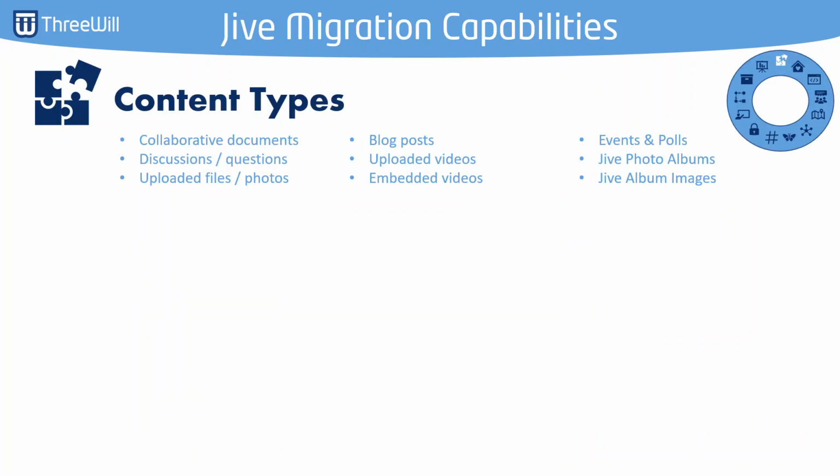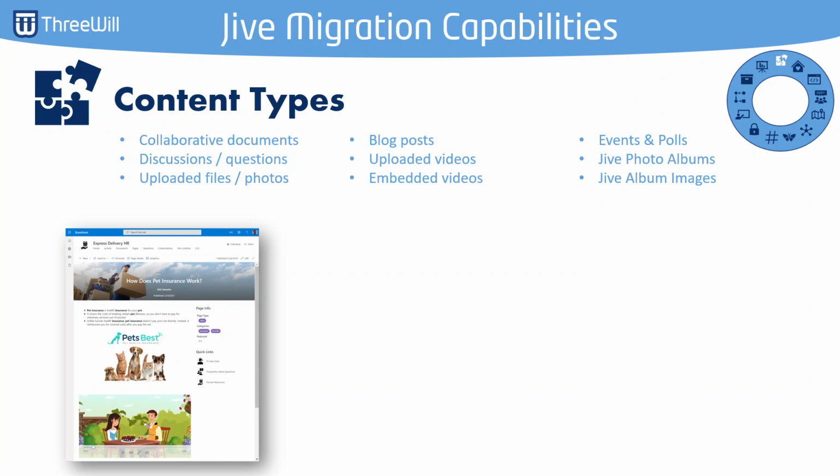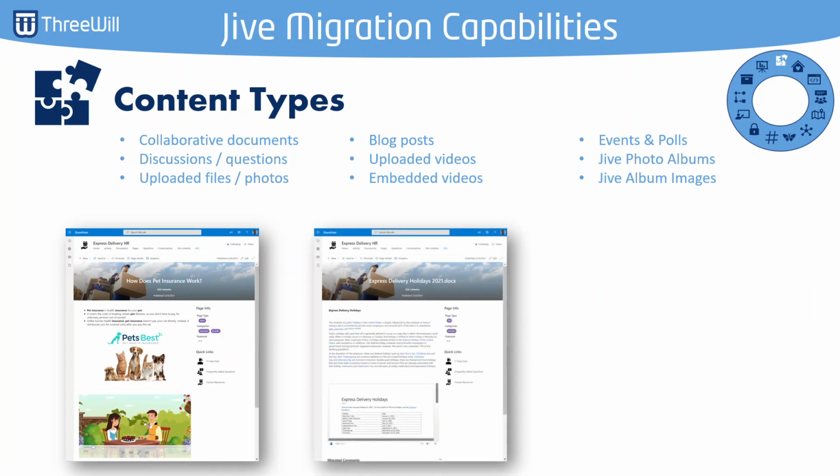First, I'd like to talk about content types. We migrate the primary Jive content types that our clients really care about, and they're listed here. And there's even two custom content types that only a few clients have. That's the Jive photo albums and Jive album images. Depicted here are some examples of what these content types look like after being migrated to SharePoint specifically.